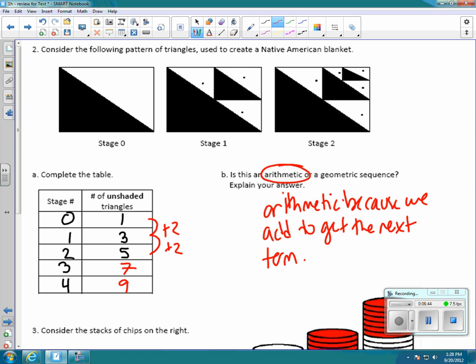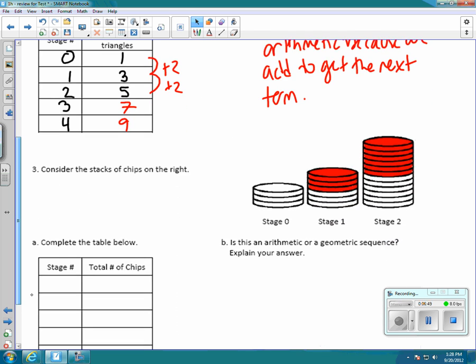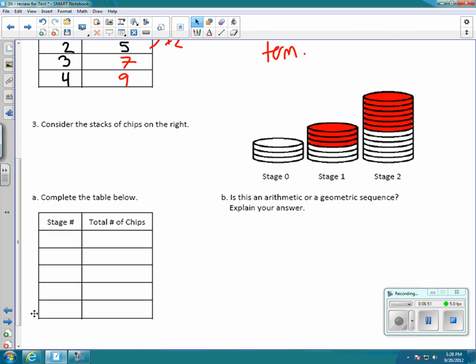All right, the next one, we have a stack of chips right down here. We've got stage 0. So at stage 0, it looks to me that we have, in fact, 1, 2, 3, 3 chips. Stage 1, stage 2, stage 3, stage 4. Let's count them. In stage 1, it looks like 3, and then there's now 6 chips. In stage 2, 1, 2, 3, 4, 5, 6, 7, 8, 9, 10, 11, 12 chips. Okay, so what's happening here?